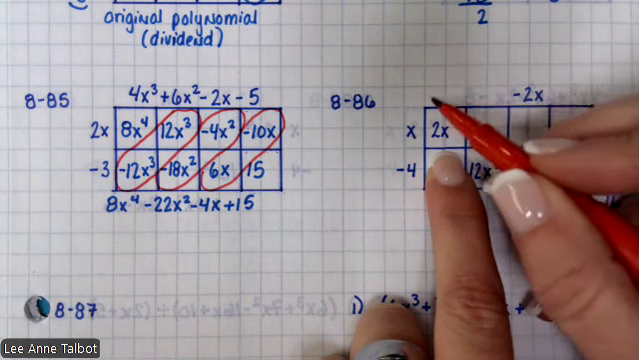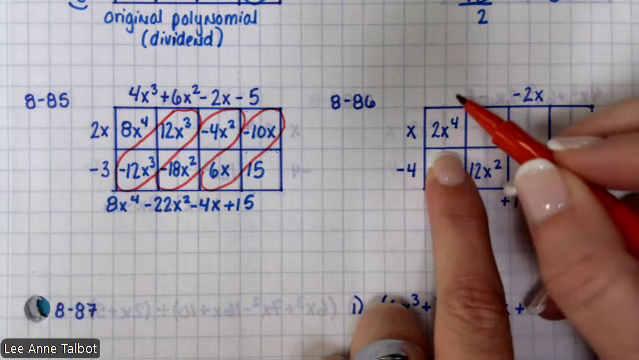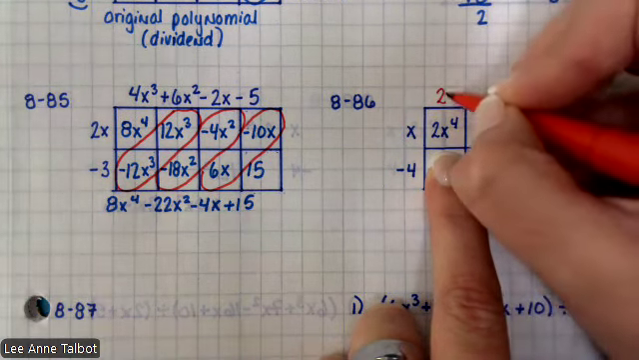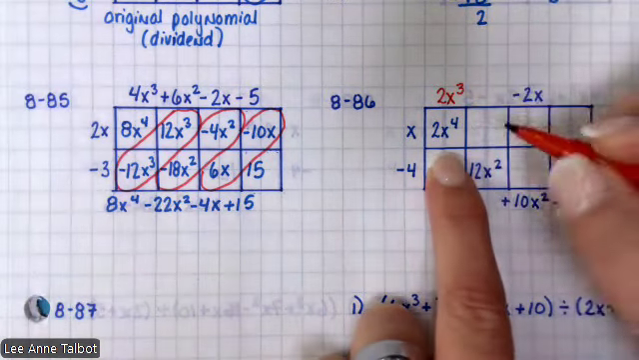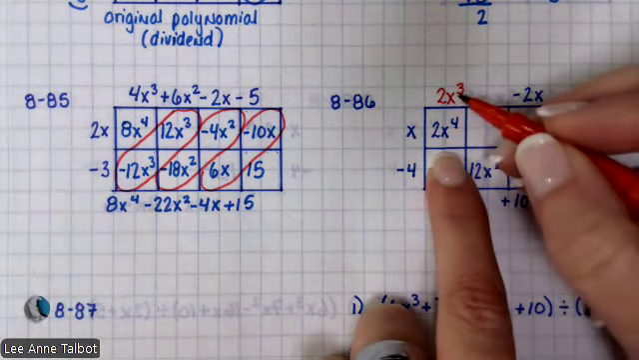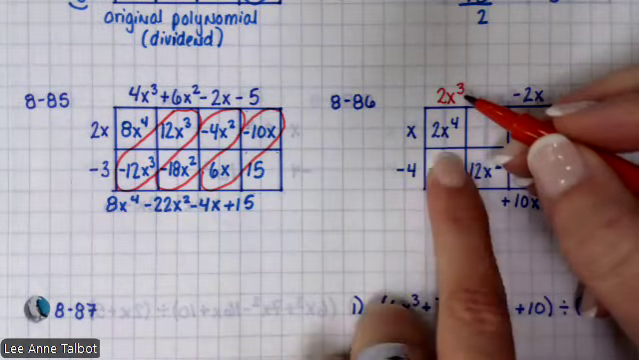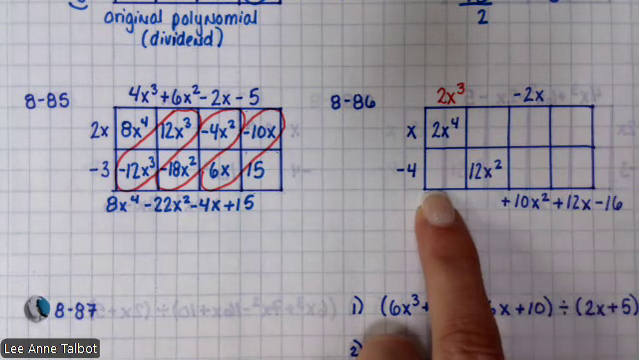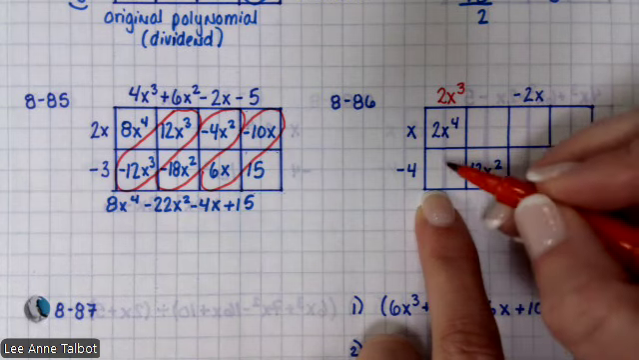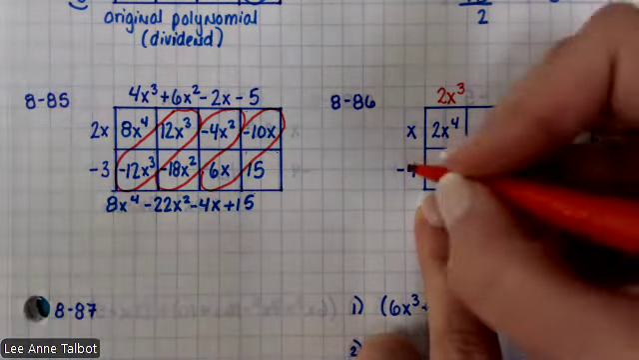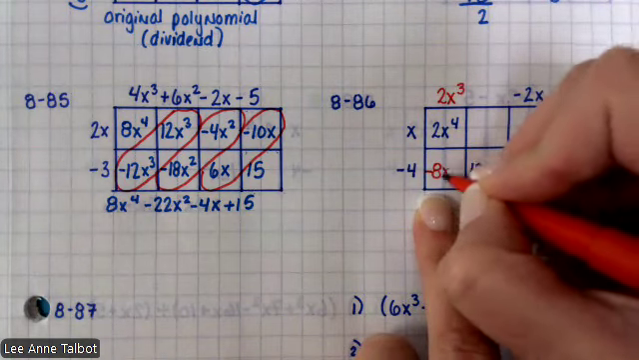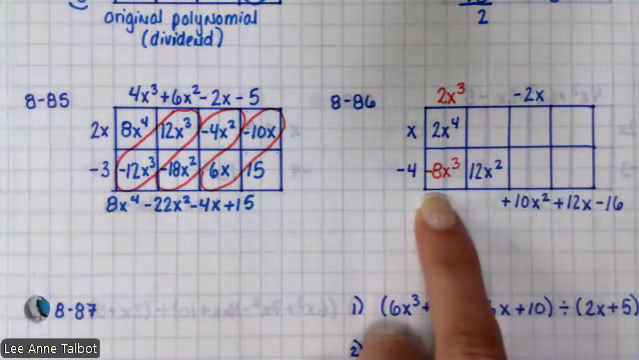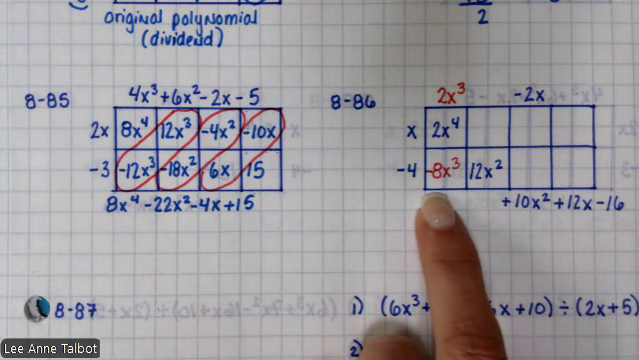here? 2x to the 3rd, beautiful. Okay. If that is 2x to the 3rd, then what does this box have to be? Negative 8x to the 3rd. Okay, everybody good so far?